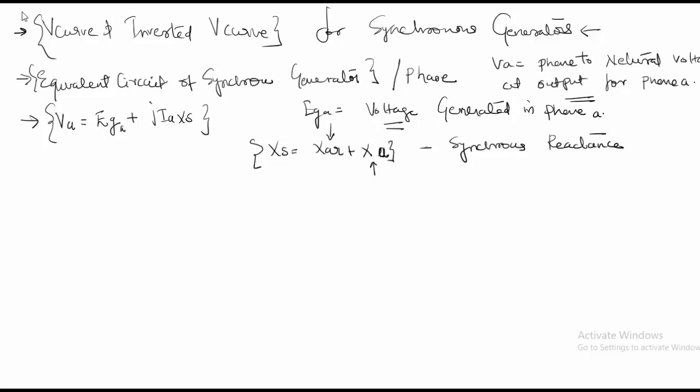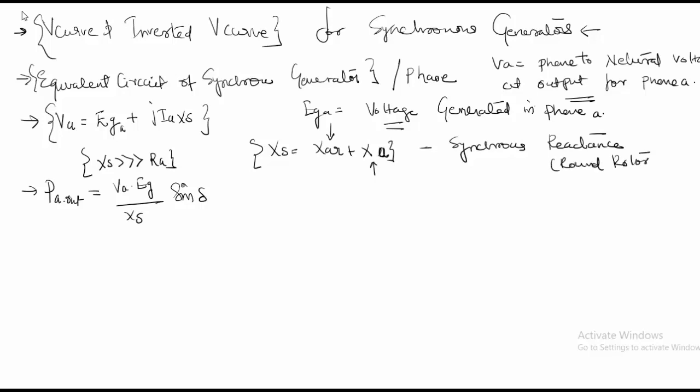Then what we also saw in the previous lectures is that the power developed by phase A at the output could be given as VA into EG divided by XS into sine delta. This was the case when XS was very large compared to RA, and this is for the round rotor machine.